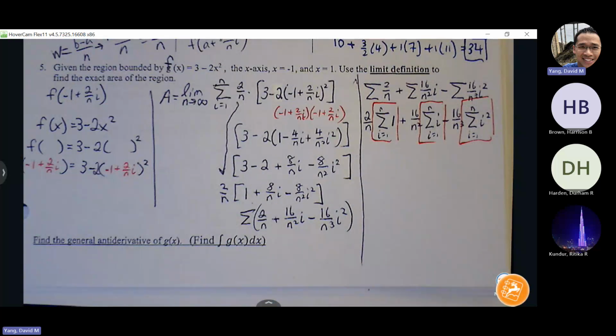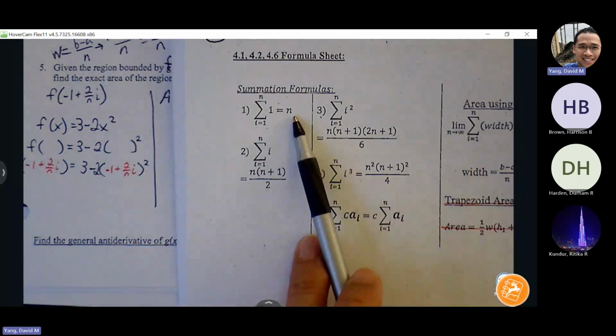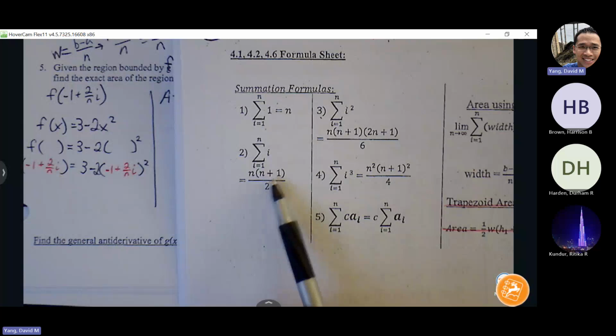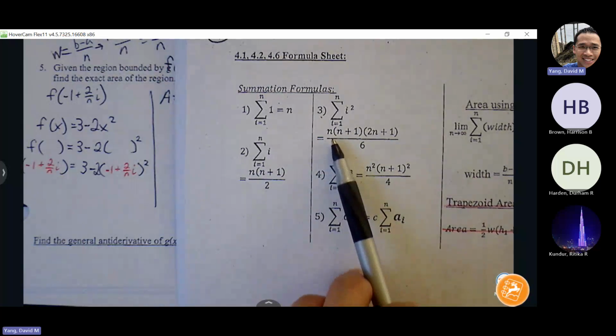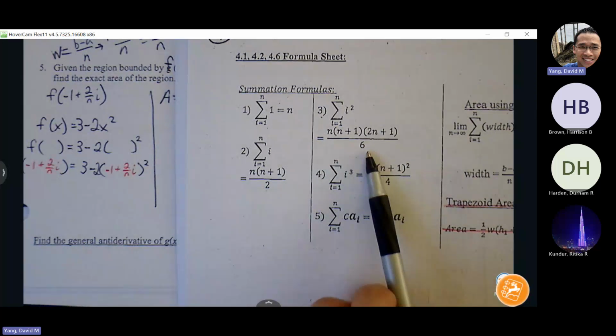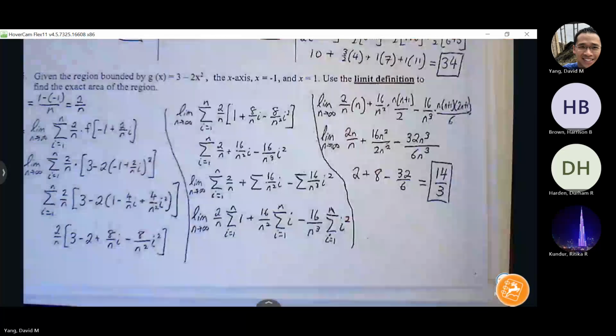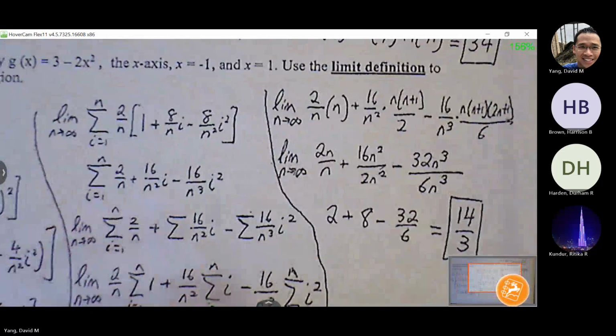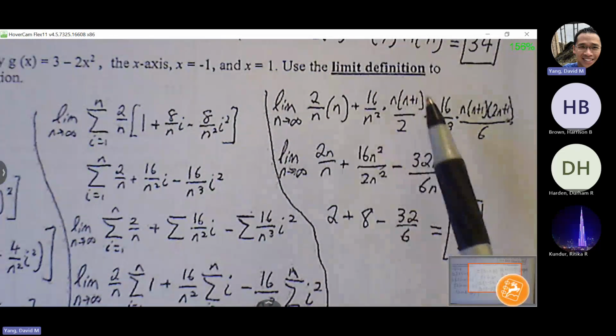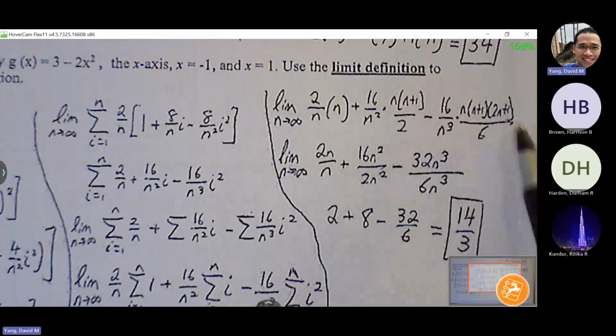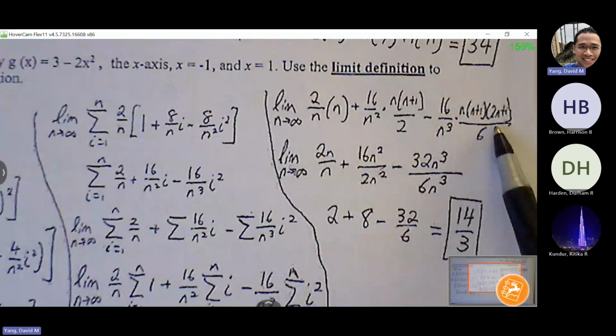You look at your rules on page 34 and see what we're going to use to replace. So summation 1 gets replaced with n. Summation i gets replaced with n times n plus 1 over 2. Summation i squared gets replaced with n times n plus 1 times 2n plus 1 over 6. Okay, so that's the result of summation 1. Here's the result of summation i. And here's the result of summation i squared.